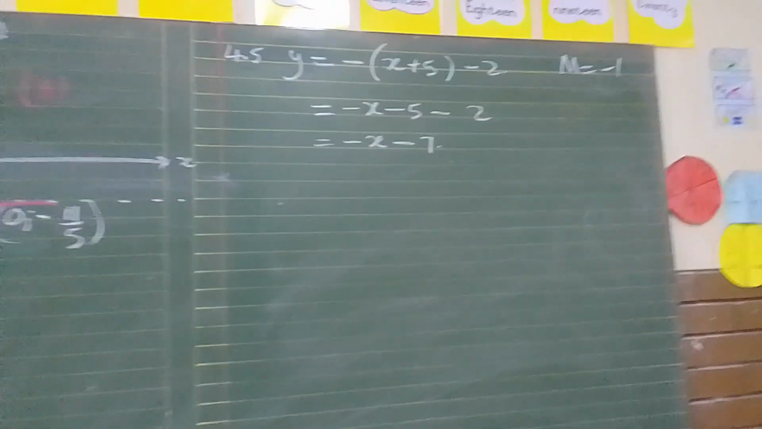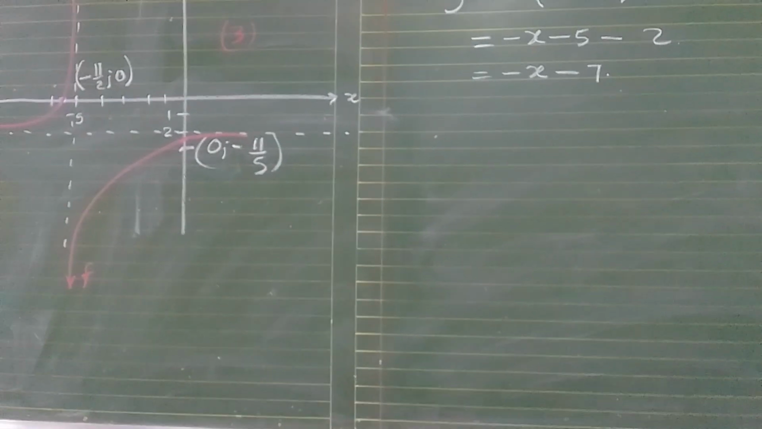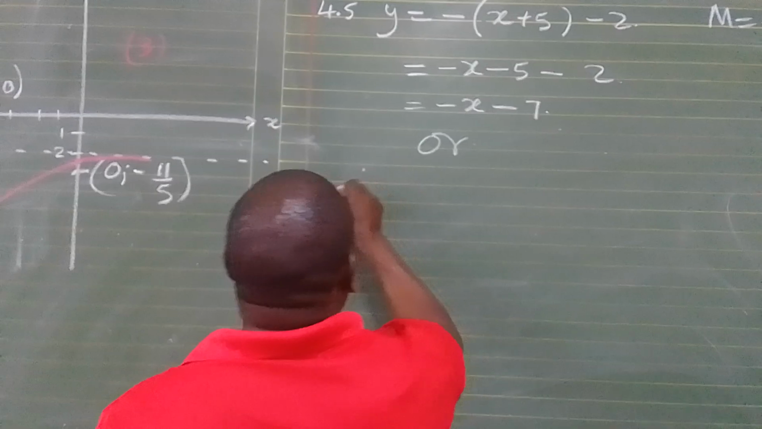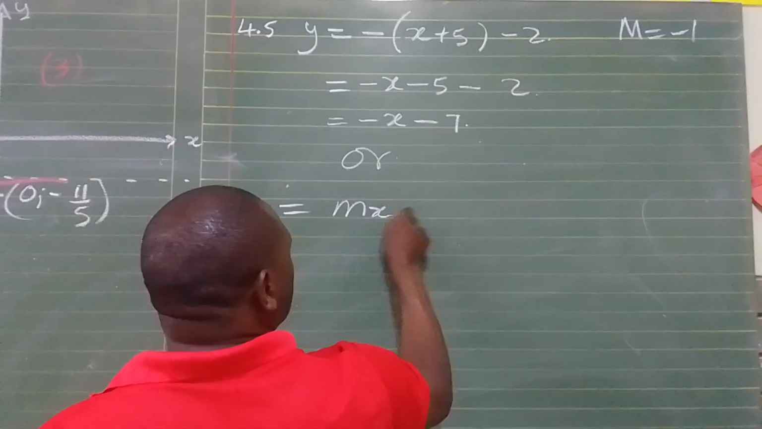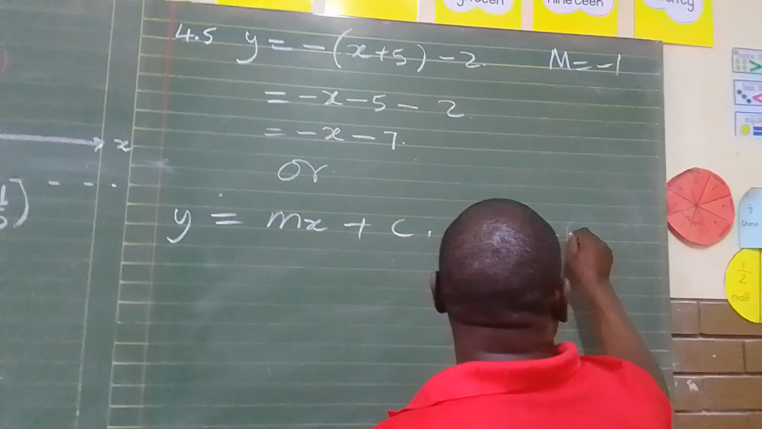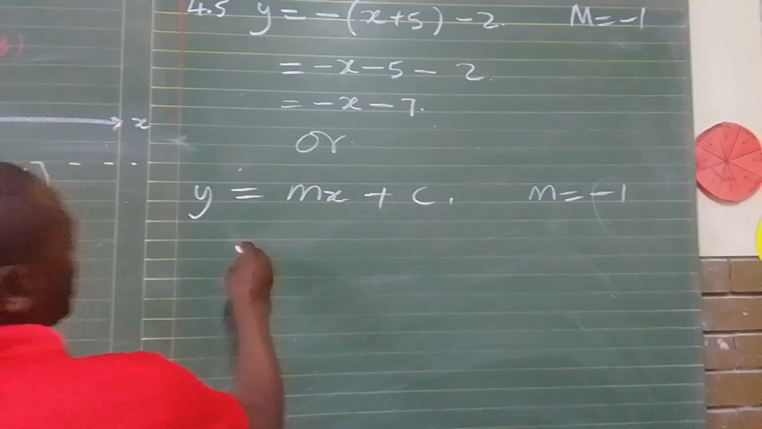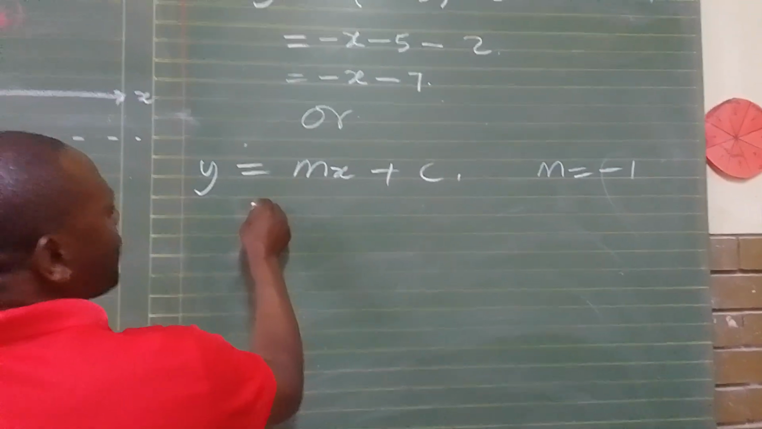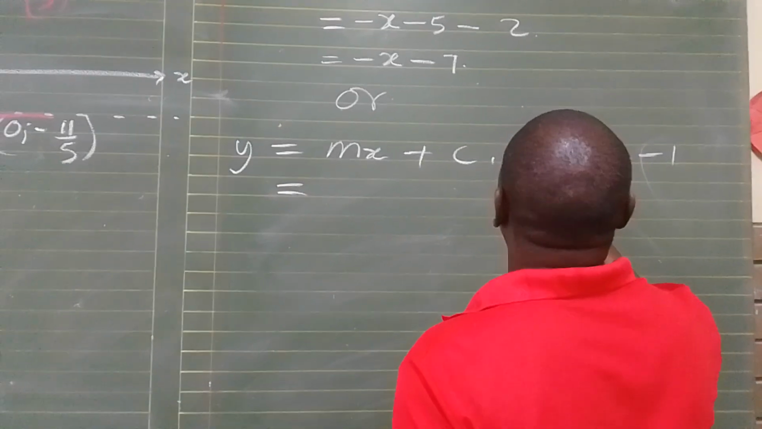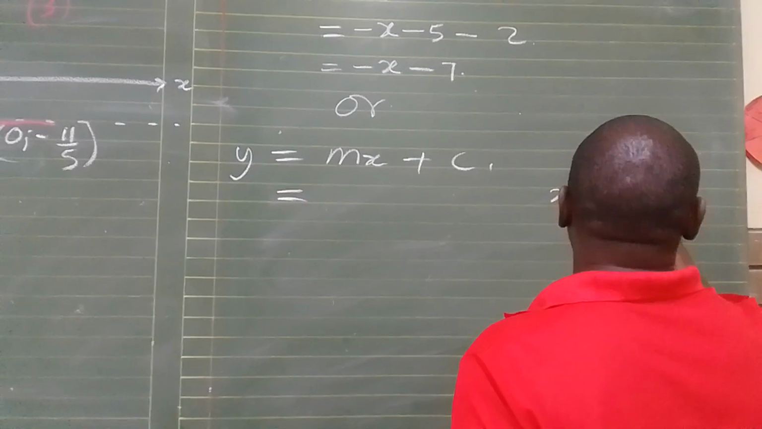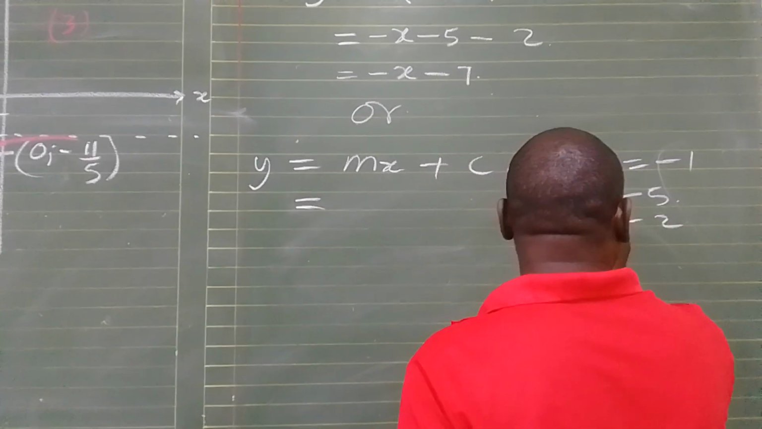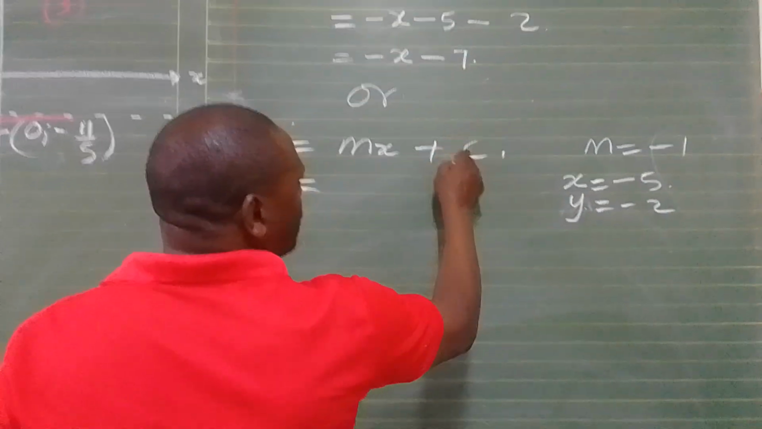Someone may come and say, okay, I have another method. Why don't you use the straight line y equals mx plus c? You are given that the gradient is minus 1. Then you substitute the value of x is minus 5 and y is minus 2. We need to find the value of c.